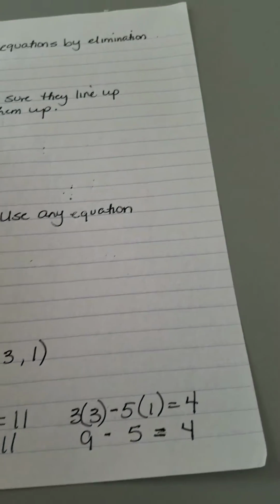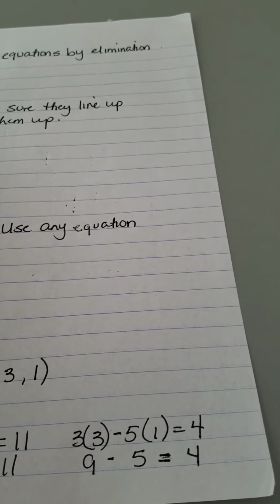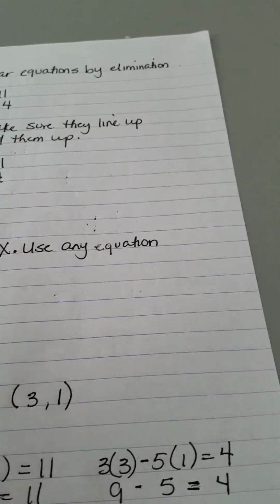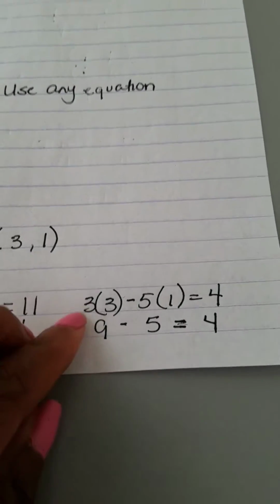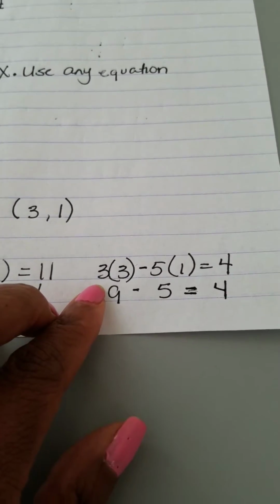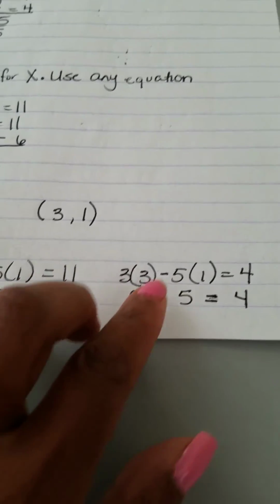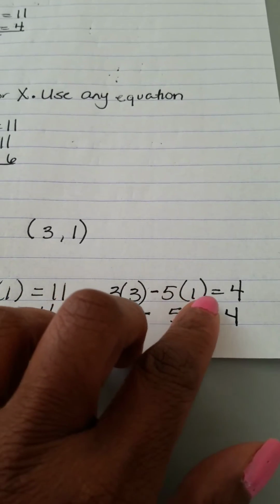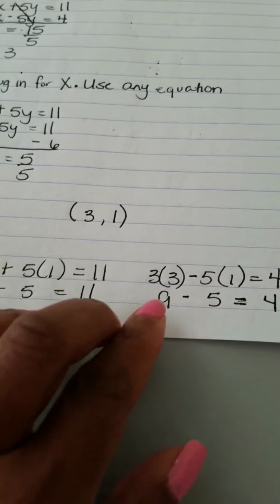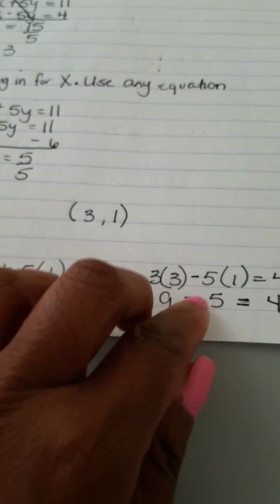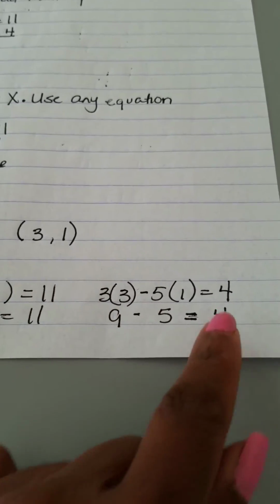And if I'm using the second equation, which is 3x minus 5y equals 4, I'm going to plug in for x and y. So 3 times 3, which is the x, minus 5 times 1 equals 4. 3 times 3 is 9, minus 5 equals 4.